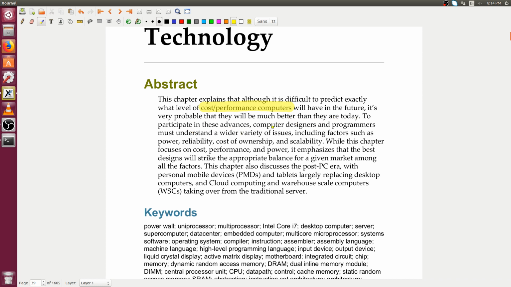And then to participate in these advances, computer designers and programmers must understand a wide variety of issues. That's true. We need to really be cognizant of current technologies and where technologies are headed, and that's why I think it's important that I present some research papers on this stream, because we're never going to advance if we don't look to the future. We can't just learn what everyone before us learned. We have to cut that off at some point and move to the future. So while this chapter focuses on cost, performance, and power, it emphasizes that the best designs will strike the appropriate balance. That's true.